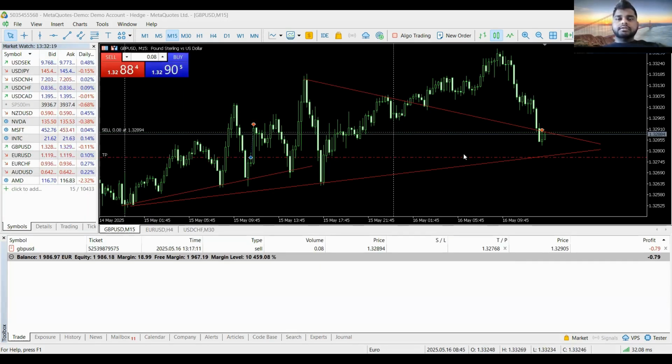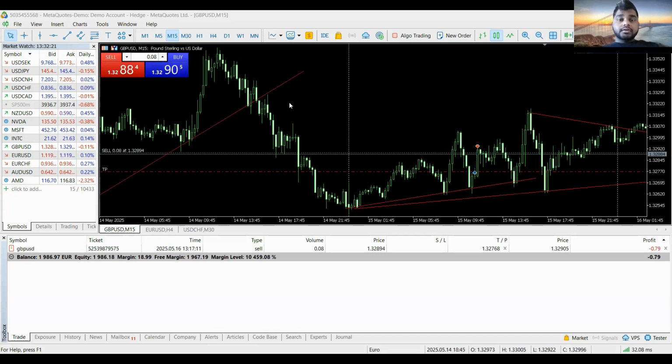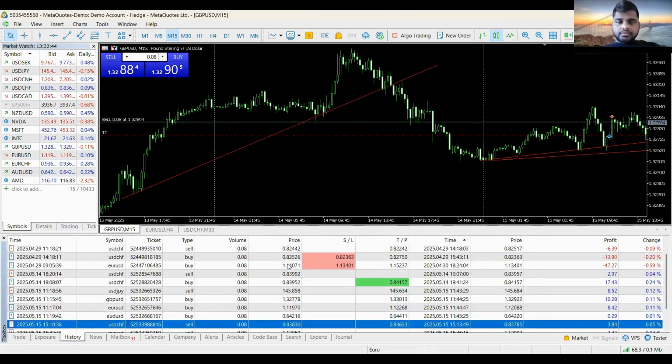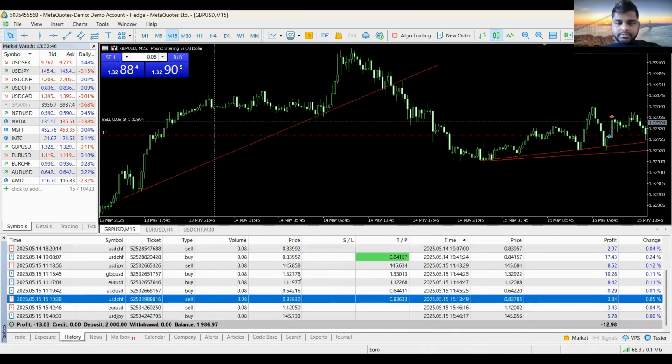I'm going to update you on the trades that I took. I took a few trades recently and most of them were in profit. I did some scalps on some of the currency pairs. The account was down earlier, but now it has gained a few dollars, I mean euros. So these are the trades. Let me go to the trade section.